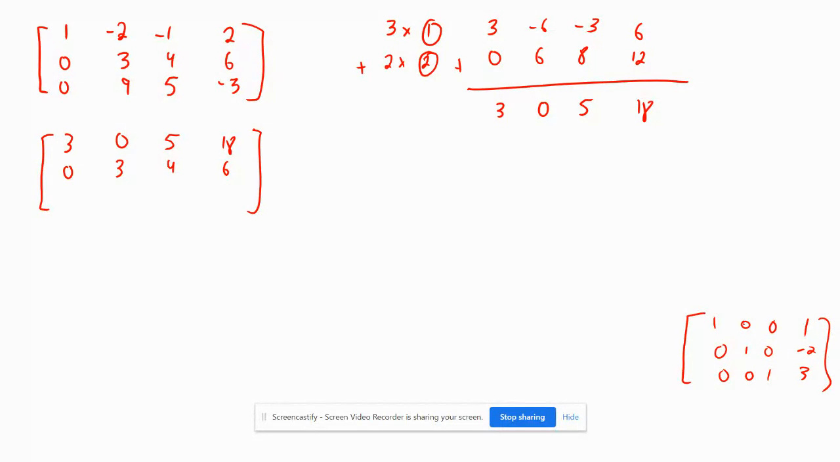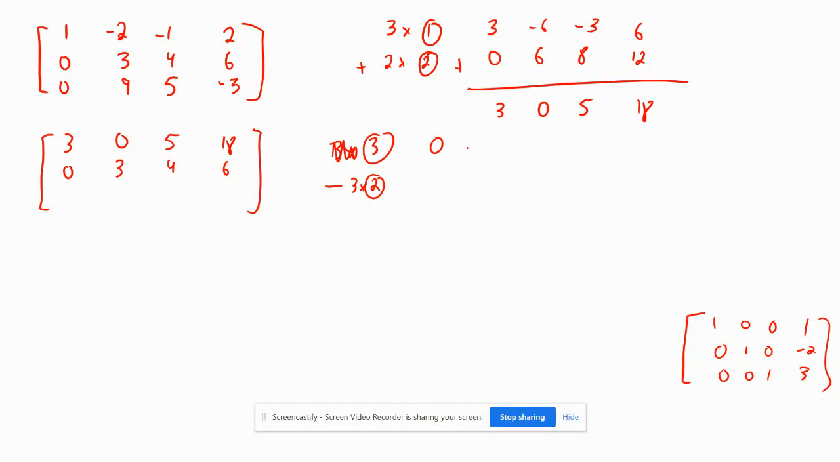So right now I have a 0 here, and I have a 0 here, and I have zeros here, which is what I want. Okay. So I'm going to go equation 3. I want to get rid of this 9. Equation 3 minus 3 times equation 2.